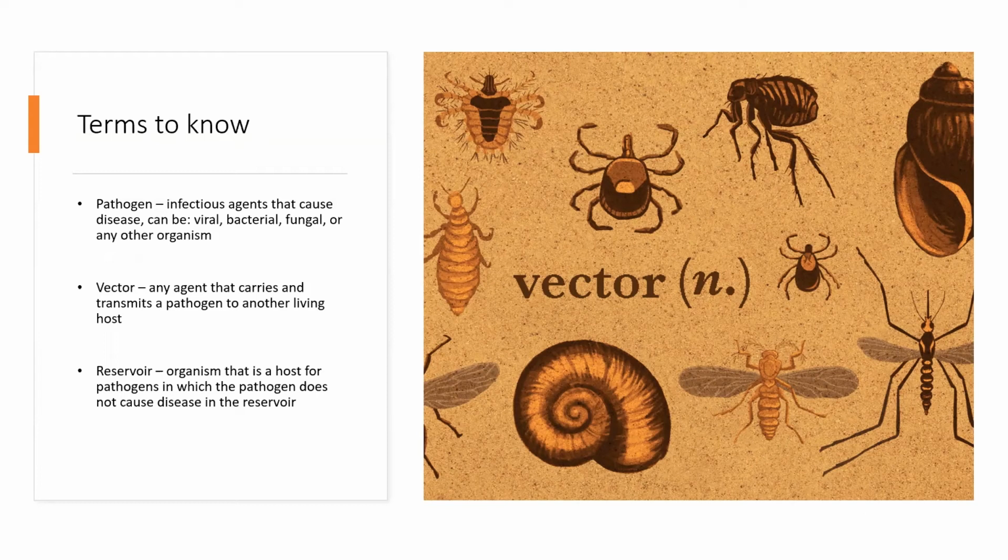So what's different between vector and reservoir? A reservoir is an organism that is a host for pathogens in which the pathogen does not cause disease and is able to replicate inside of the host. So as mentioned in our previous lecture, there are some insects that can pick up viruses. They can be vectors, but they can't be reservoirs in that the virus that they pick up can't replicate inside of the insect cells.